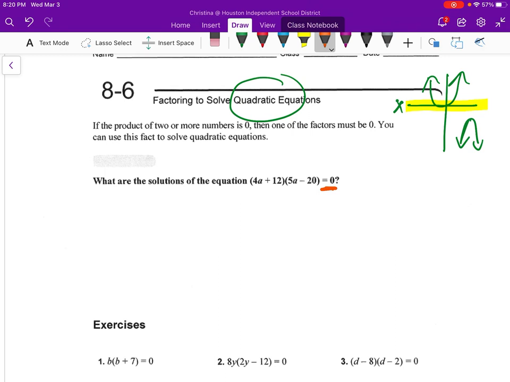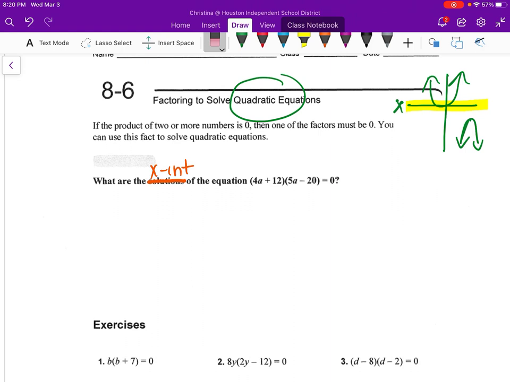The problem says, what are the solutions to the equation 4a plus 12 times 5a minus 20 equal to 0. By having it equal to 0, you know that you're actually solving. That's what makes it an equation. By seeing the word solutions, you need to relate this to that fancy word x-intercept that we were talking about last class. The whole point of solving quadratic equations is to see where it crosses on the x-axis. Okay, so let's start this off by solving.